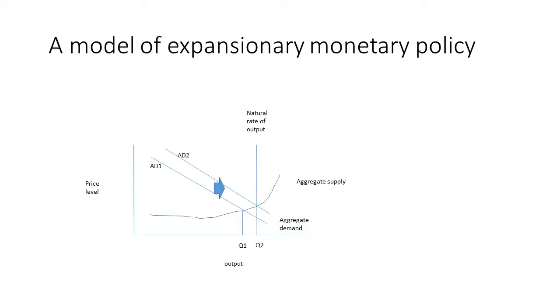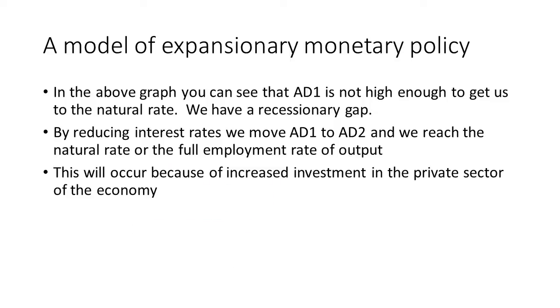So what do we do in that case? Well, what we're going to do is have expansionary monetary policy, lower interest rates, and try to push the aggregate demand curve to the right and get it back to the natural rate of output. That should get us where we want to go. So as we've shown there, the AD1 is not high enough to get us to the natural rate. We have a recessionary gap, and so we want to get to AD2, and we're going to do this by reducing interest rates. This will occur because of increased investment in the private sector of the economy.